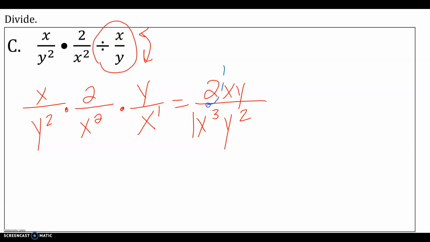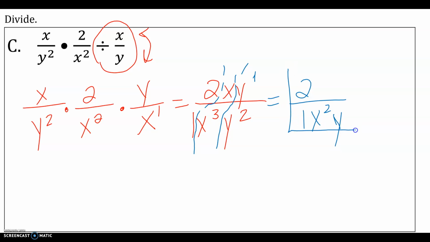So let's do our dotted line. So you're still going to have 2 over 1. You have x to the 1st over x cubed. So subtract those, you get this. And then y to the 1st over y squared, subtract them, and you're getting y. So your answer is 2 over x squared y. Okay, so the only thing, again, that you need to remember is to flip your second fraction, if there are only 2 fractions.